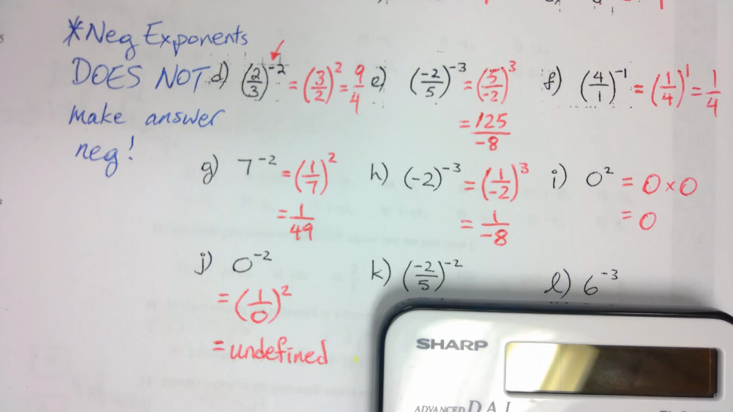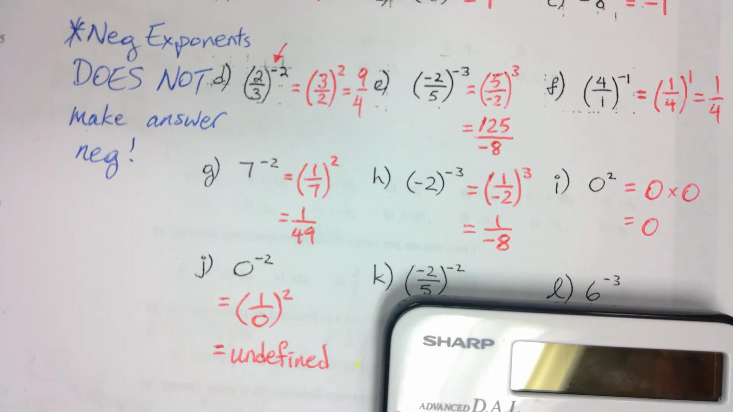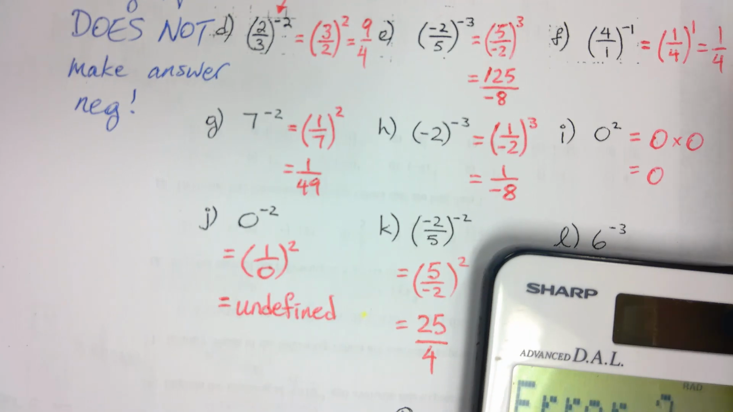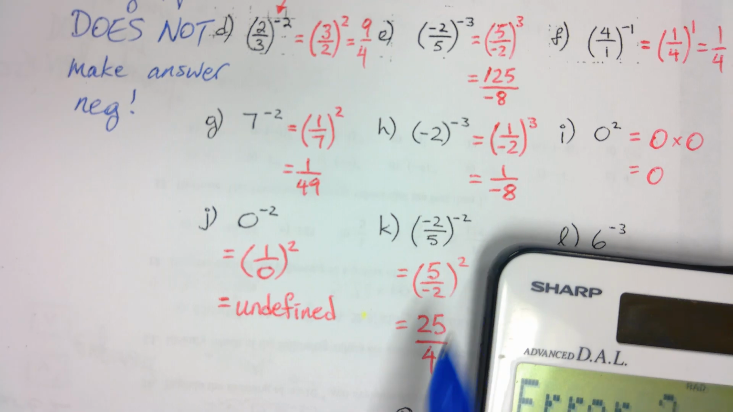Okay, who has the answer for K? Eric? -25/4. Did anybody get a different answer? Claire? +25/4. Okay. Because it's squared. An even exponent always gives you a positive answer. Okay.